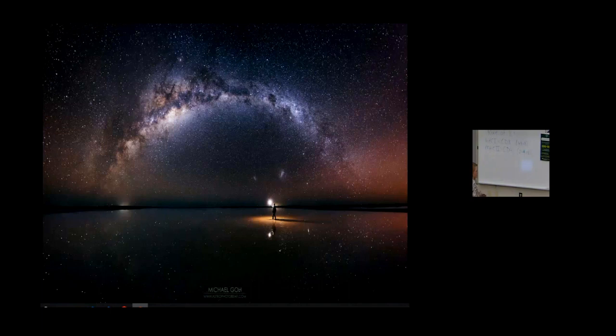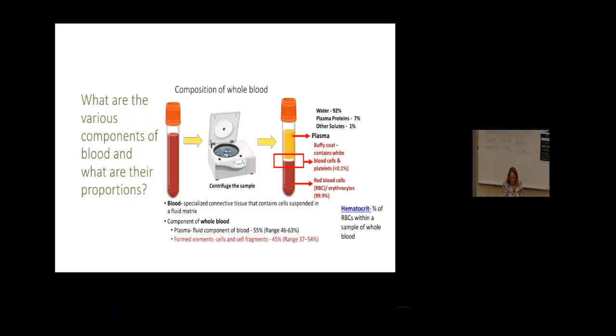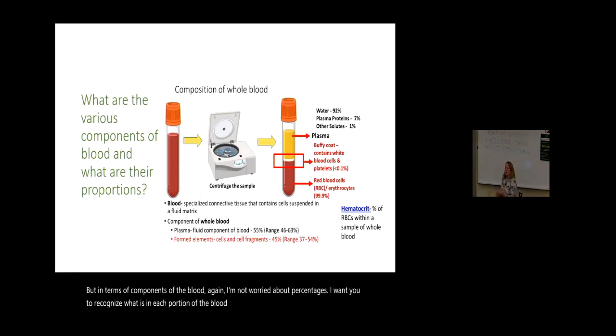All right, let's go all the way back to the beginning then. We can skip through this pretty readily since we've covered a lot of it in the review. But in terms of components of the blood, again, I'm not worried about percentages. I want you to recognize what is in each portion of the blood and recognize why we can actually get these to separate this way. So when you spin a whole blood sample very quickly, it's going to separate by density. Heavier things will fall to the bottom and the lightest things on top.